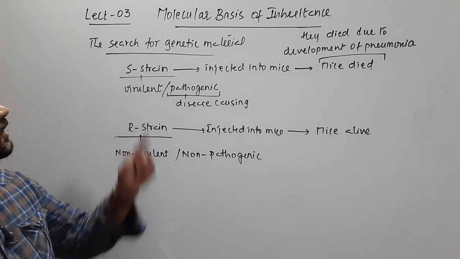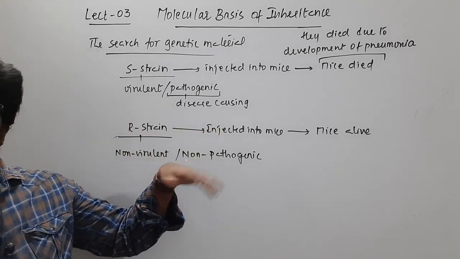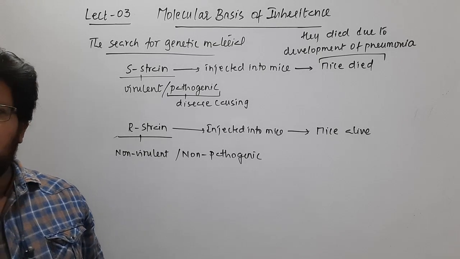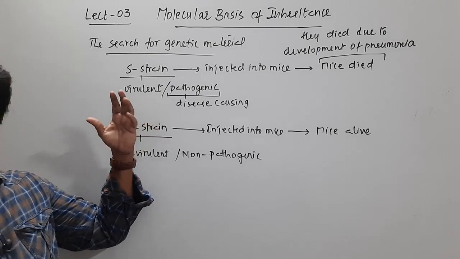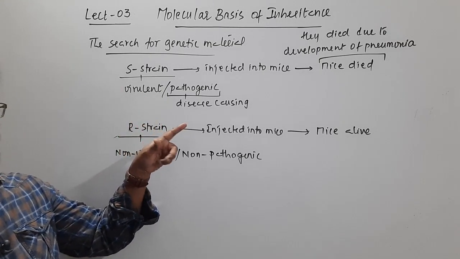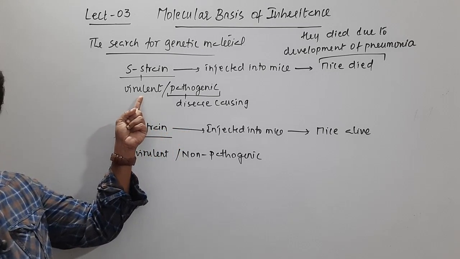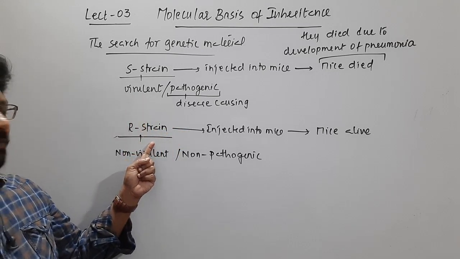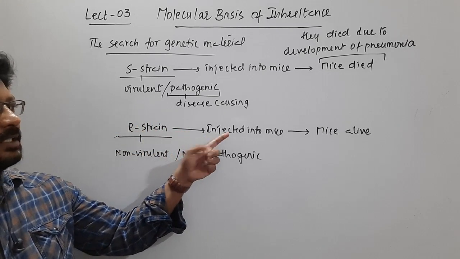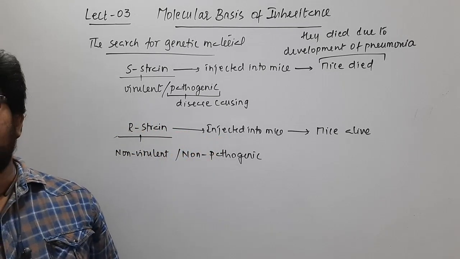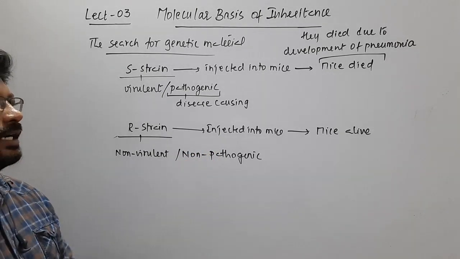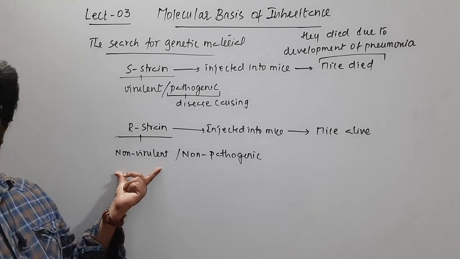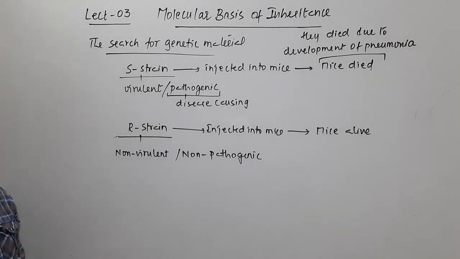So when he injected the S strain into the mice, the mice died due to pneumonia, and he concluded that the S strain is pathogenic, meaning that variety can cause disease, and the S strain is virulent. And when he injected the R strain into mice, the mice did not develop any symptoms of pneumonia, and they were completely healthy and alive. And with that, he concluded the R strain is non-virulent or non-pathogenic.